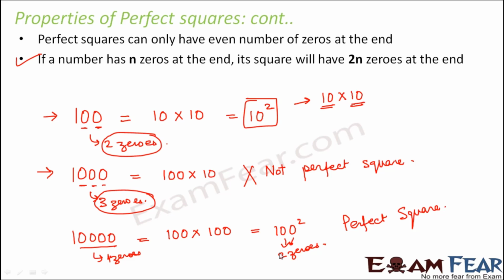Also, if you have to find the square of a certain number ending with zeros, whatever number of zeros it has, you just multiply it by 2. So that many zeros would be there in its square.